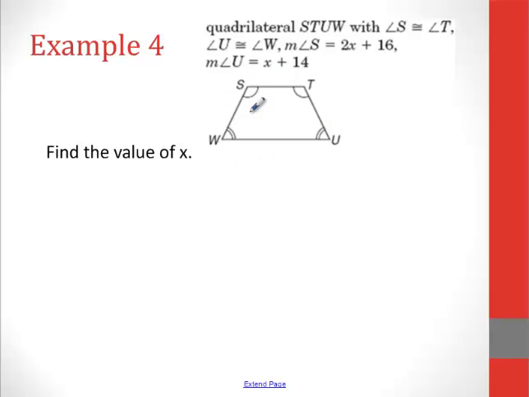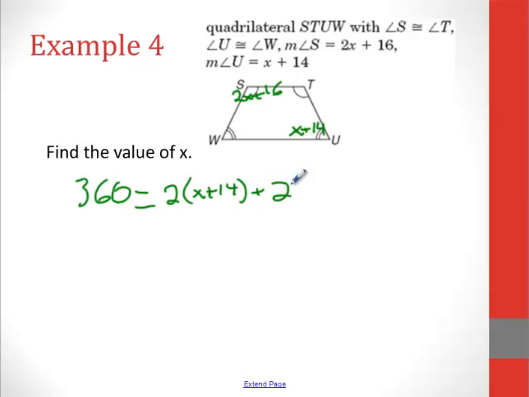So now we have a quadrilateral here with angle S congruent to angle T, angle U congruent to angle W, and we know angle S is 2x plus 16, and we know angle U is x plus 14. So I want to find the value of x. Since I know those two are congruent, that means I have 2 of those, and since these two are congruent, I have 2 of these. Just like in the example before, all of them add up to 360. We have 2 x plus 14s, and we have 2 2x plus 16s.